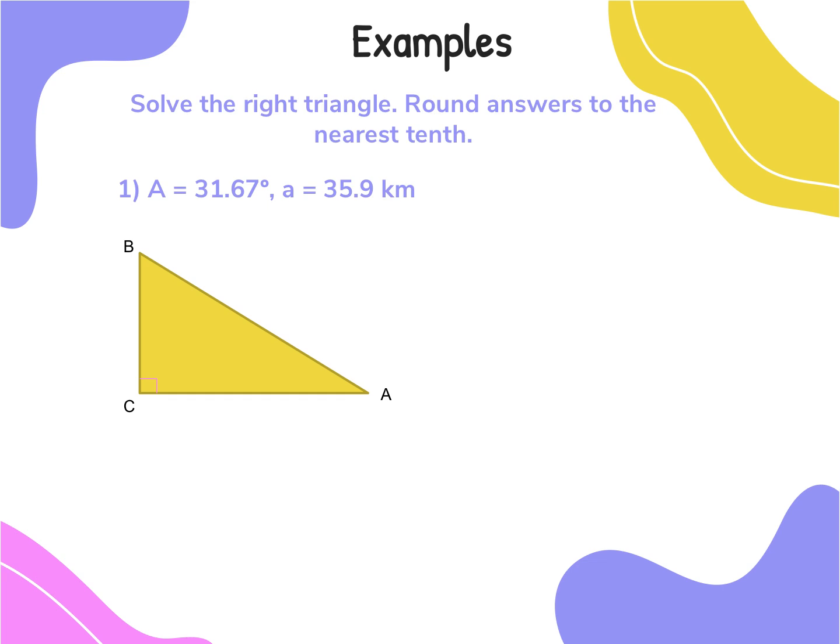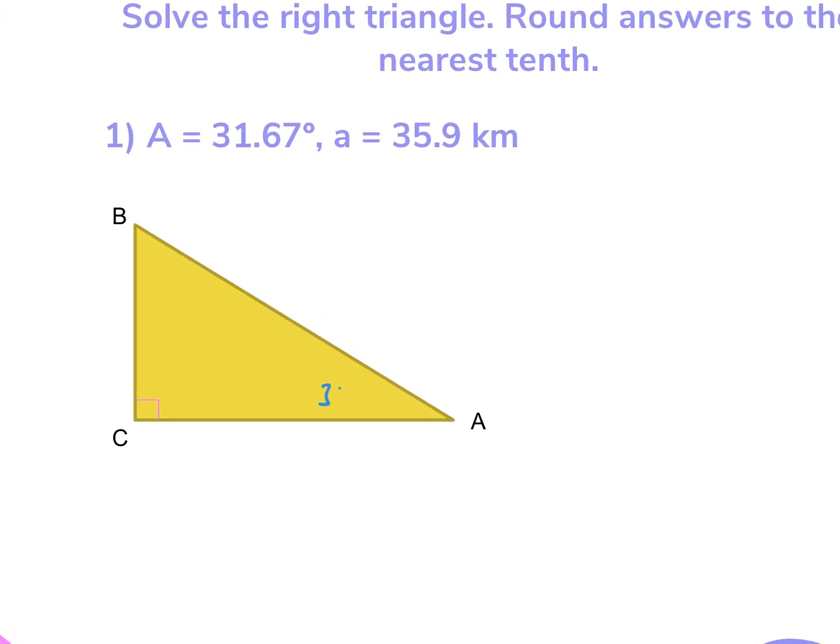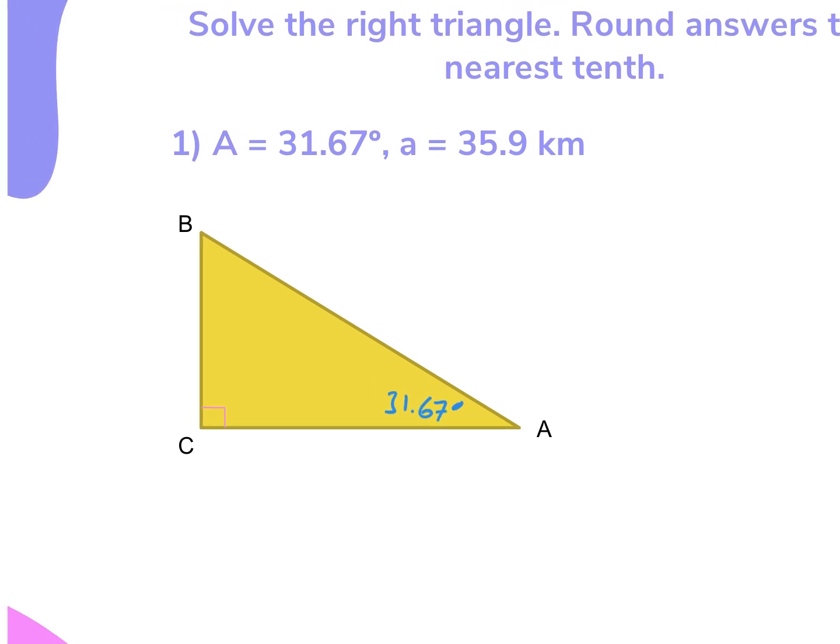Make sure you have a calculator and it's in the correct mode. Here we're using degrees, so make sure your calculator is in degrees. So we start by first labeling all the information that we have. Right now I have an angle A of 31.67 degrees, and then I have a side a of 35.9 kilometers.